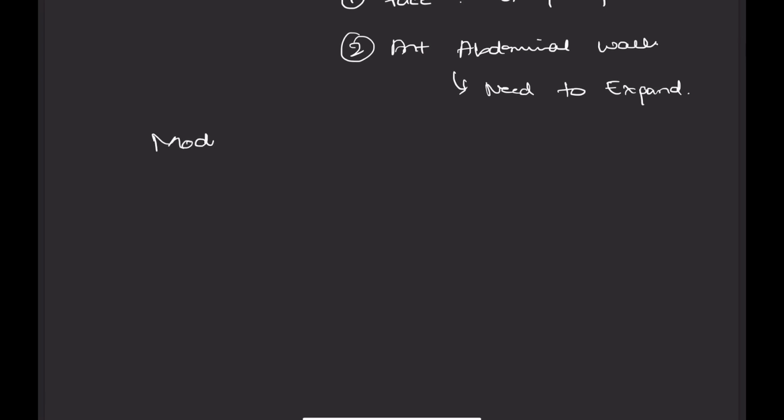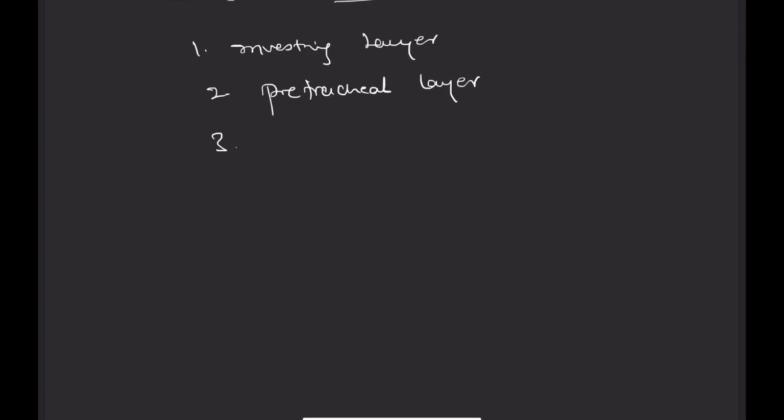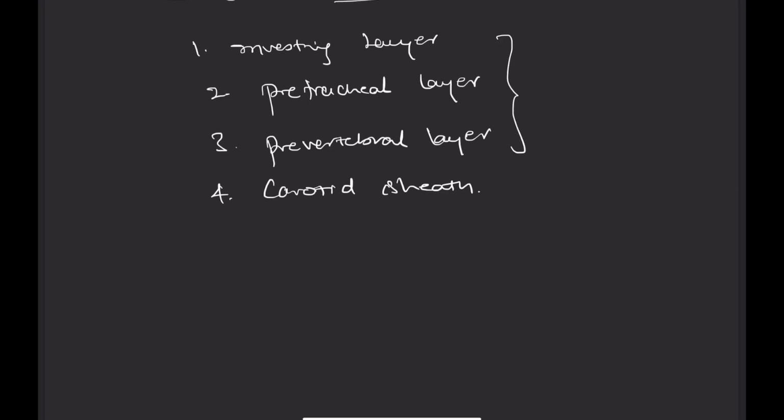Now coming to the modifications of deep cervical fascia. Number one is the investing layer. Number two is the pretracheal layer. Number three is the prevertebral layer. Number four is the carotid sheath. So remember these three: the investing layer, pretracheal, and prevertebral layer. All three together will form the carotid sheath.